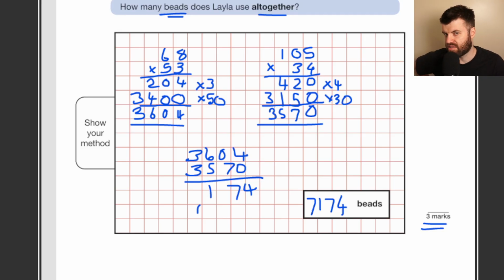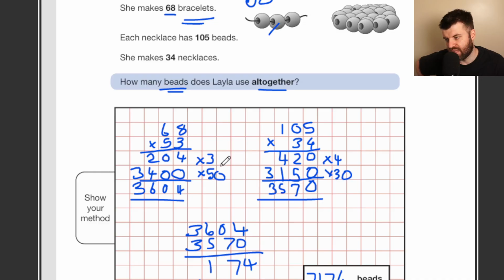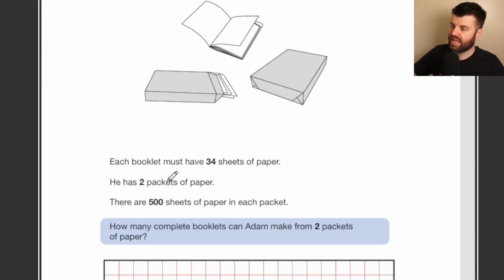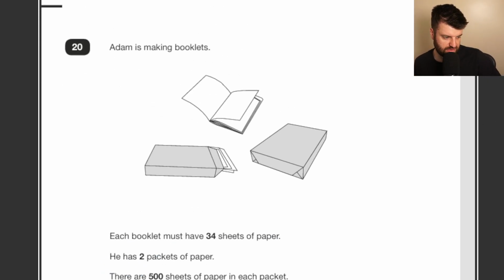Hopefully that's not too tricky, and if it is, we need to practice your long division, long multiplication. We've got videos on that on the channel. Go and find it. Adam is making booklets. What a fun job to make booklets, eh?